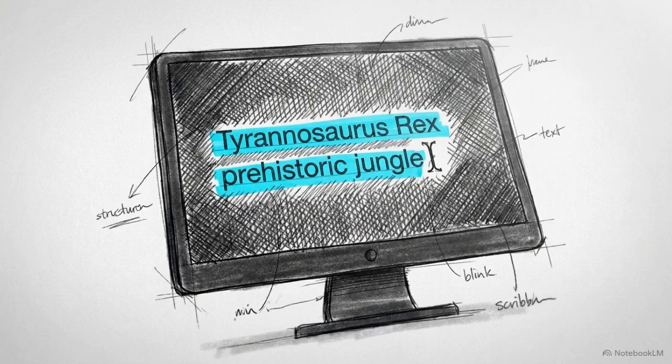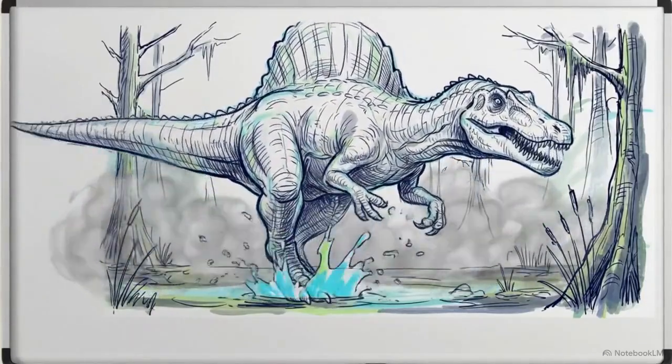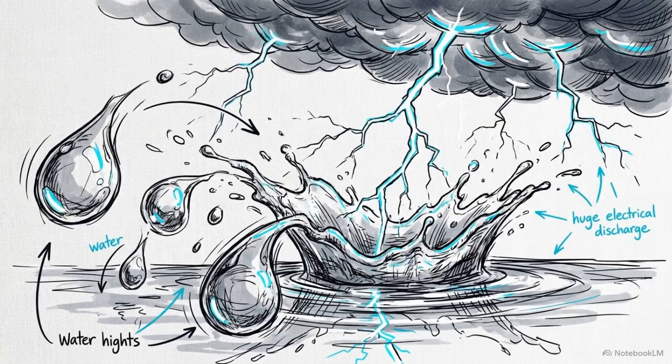You can swap these variables to build entirely new encounters. By changing the text to a colossal Spinosaurus in a misty swamp, the engine recalculates the physics to render slow-motion water droplets, huge splashes, and thunderstorm clouds.